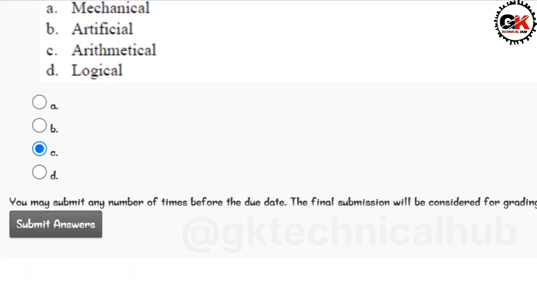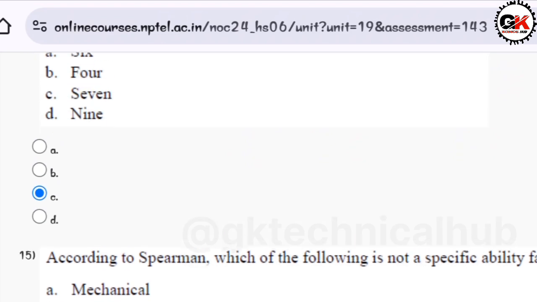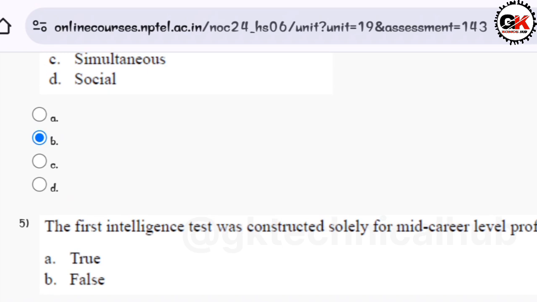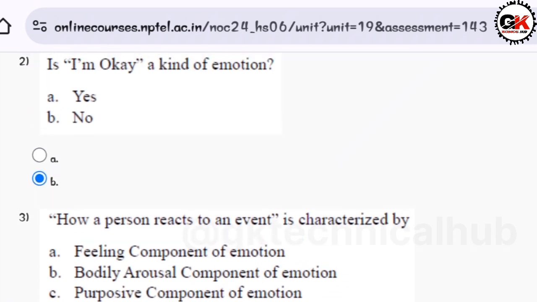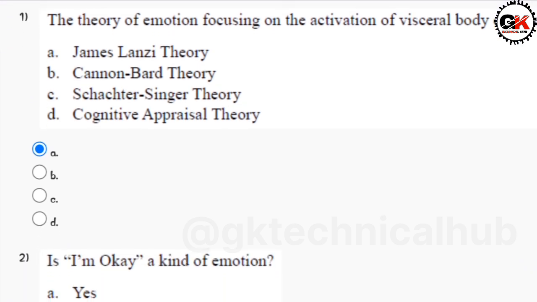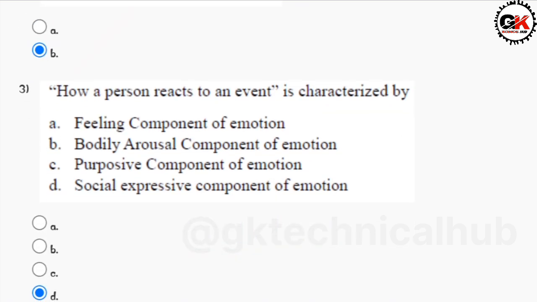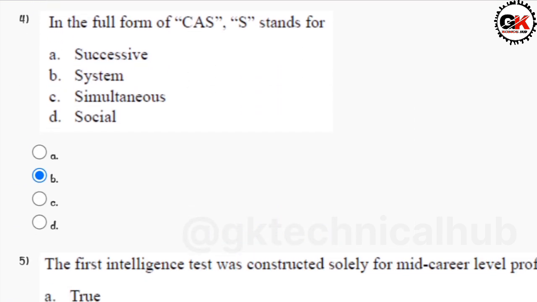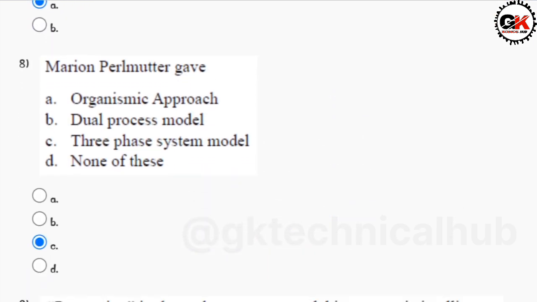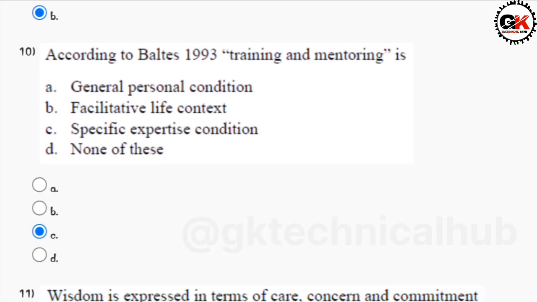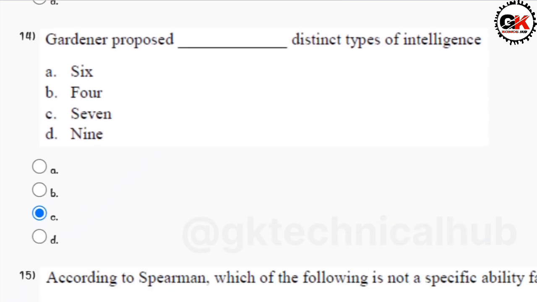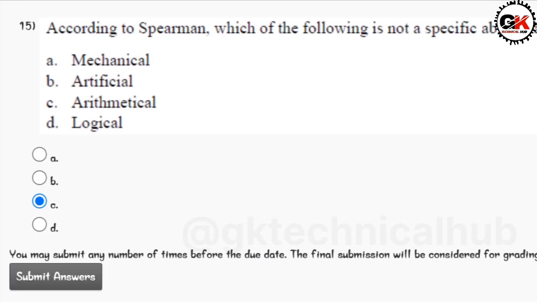So guys, I have completed all the questions. Let me show once again all the questions and solutions one by one so that you can match with your answer too. So let us begin. This is the first one, this is the second, this is the third, this is the fourth, fifth, sixth, seven, eight, nine, 10, 11, 12, 13, 14, 15.